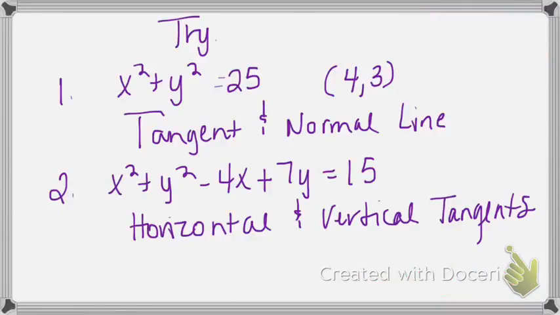So here's your try problems. On the first problem, there's the equation, and I want you to find the tangent and the normal line at the point 4, 3. On number 2, there's your equation, and I want you to figure out the places where it would have a horizontal and a vertical tangent.